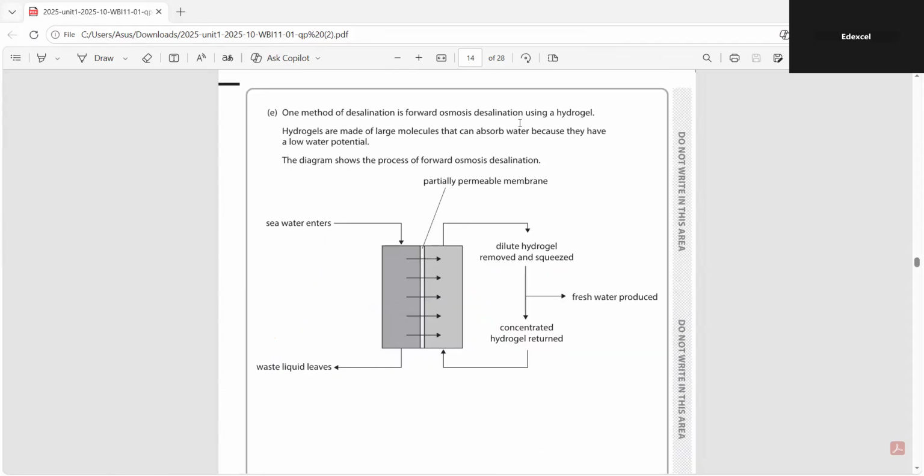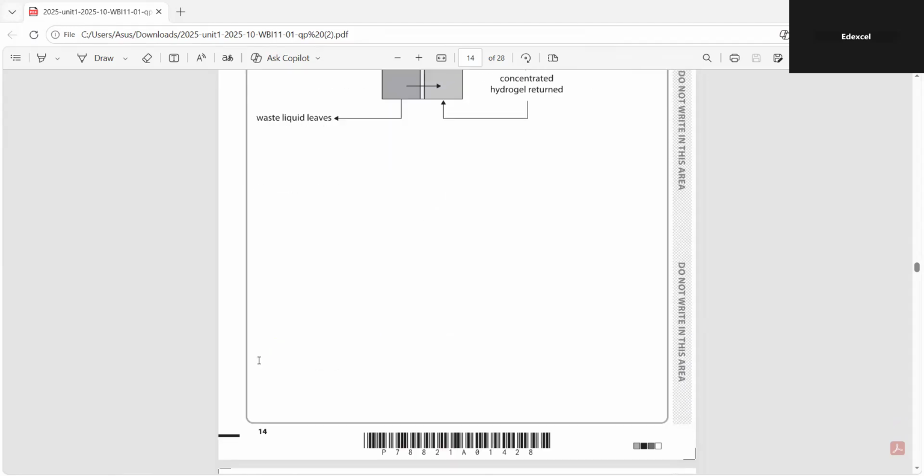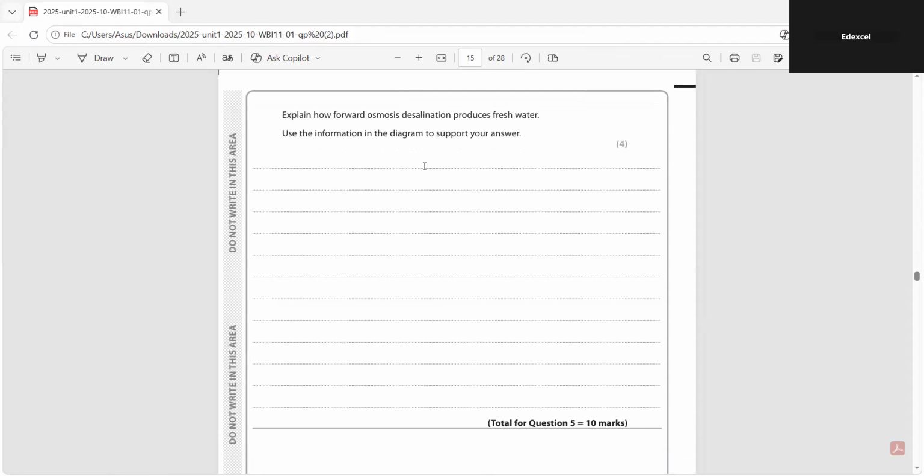One method of desalination is forward osmosis desalination using a hydrogel. Hydrogels are made up of large molecules that can absorb water because they have low water potential. Low water potential means what? They have high solute potential. The diagram shows the process of forward osmosis desalination, and you are given the steps. The seawater enters first through the partially permeable membrane. It gets diluted, then it produces fresh water. The concentrated hydrogel will again return, and with reverse osmosis, the waste liquid leaves. So, according to the question, explain how forward osmosis desalination produces fresh water. Use the information in the diagram.